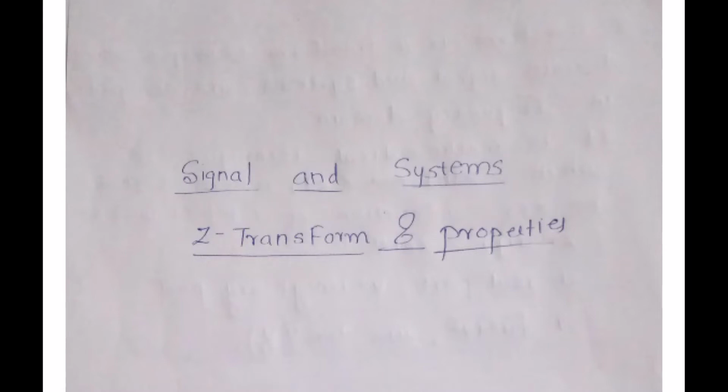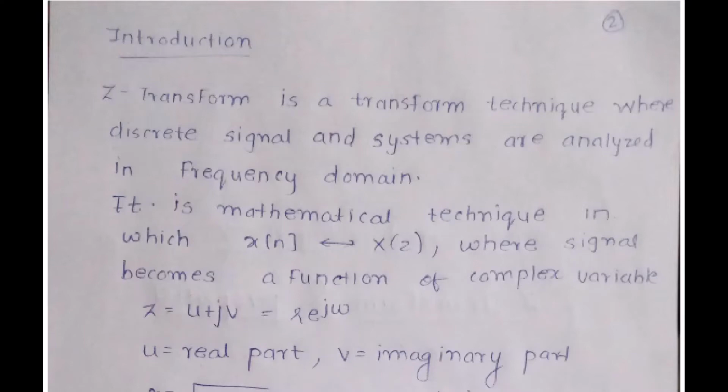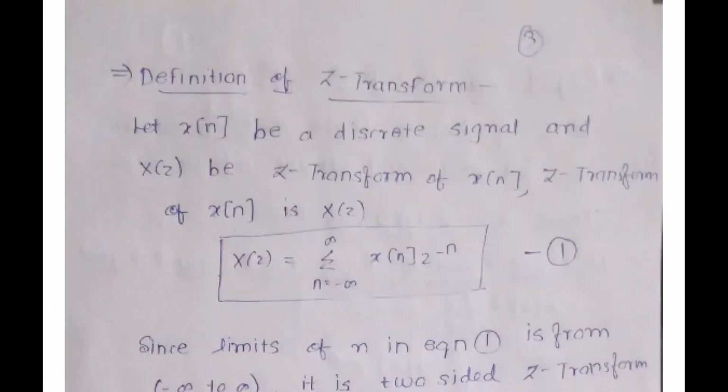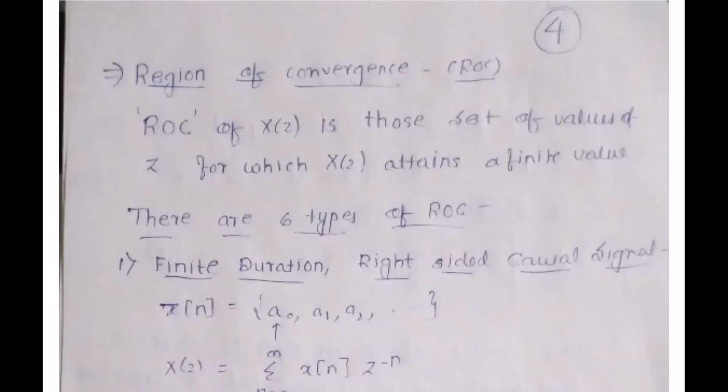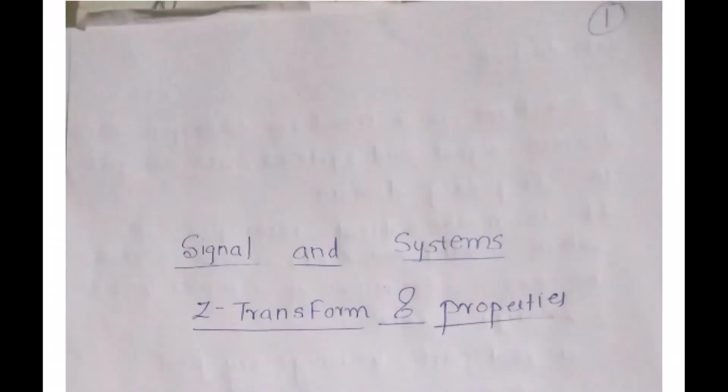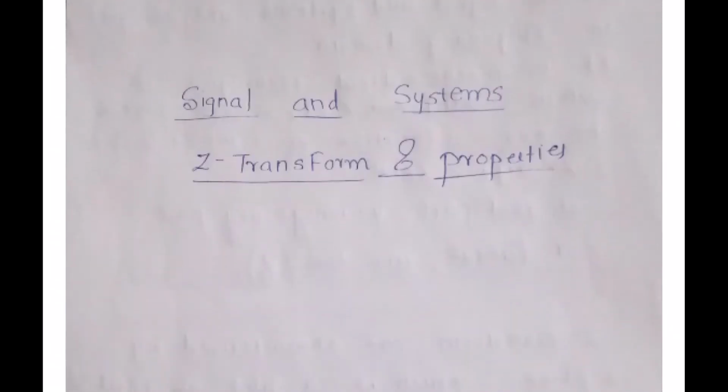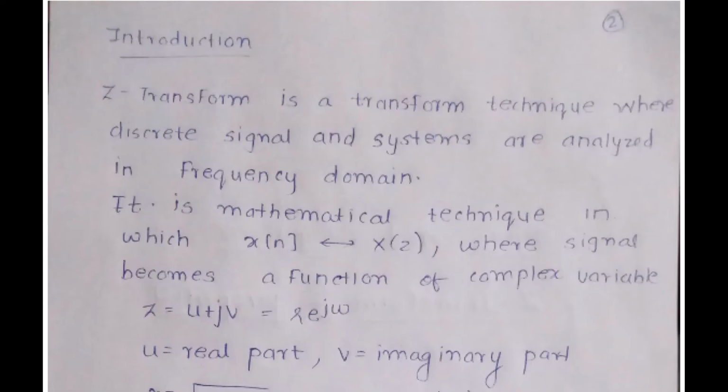So basically today we'll be dealing with the Z transform introduction, the definition and the formulas, and about the different kinds of ROC, the region of convergence of the Z transform. Starting with the Z transform. So what is the Z transform actually?